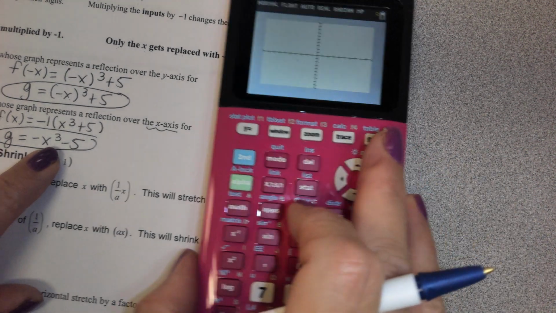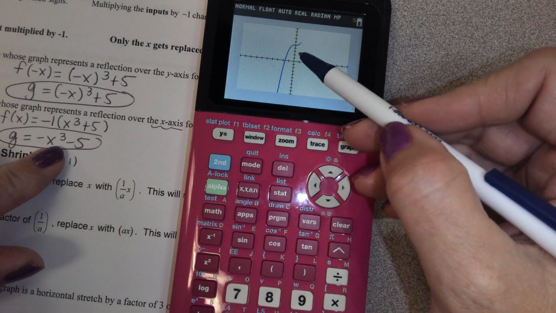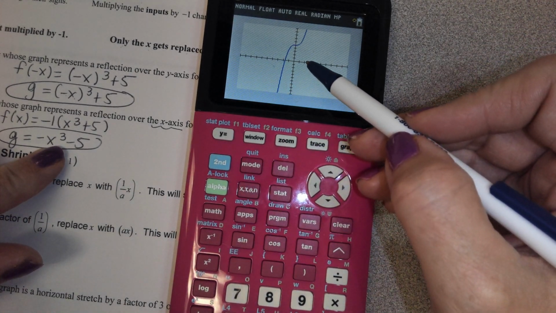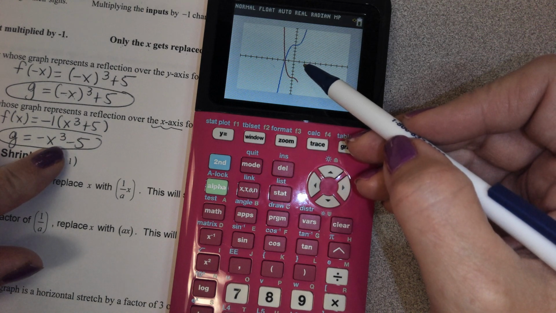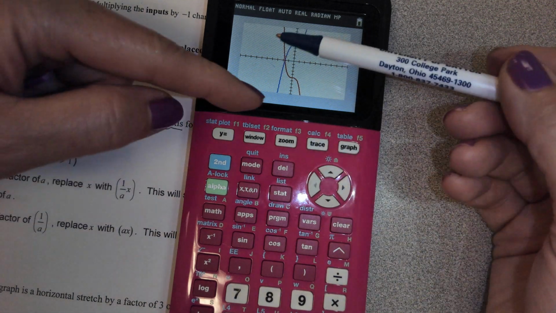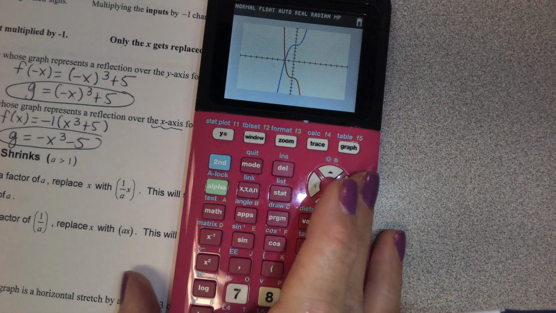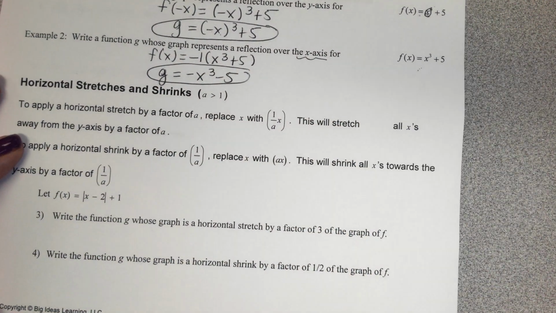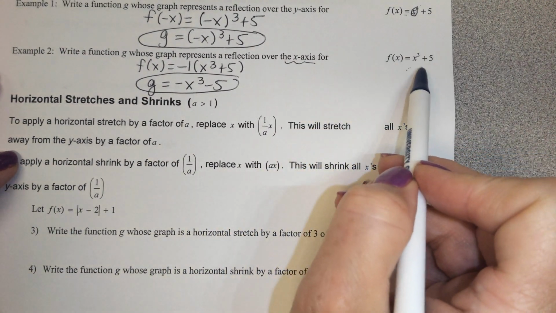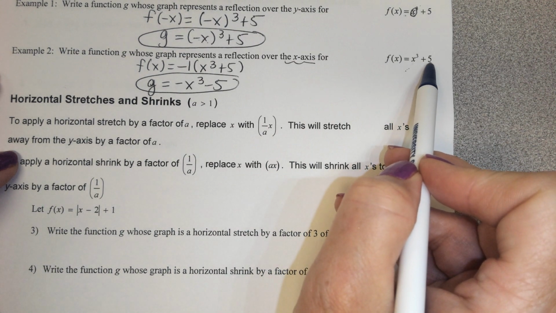All right, let's look at it. Here's the original. We wanted a reflection over the x-axis, and look at that. See how if I folded over that x-axis, it would go right on top of one another. That's how we reflect over the x-axis. Everything has to get multiplied by a negative.